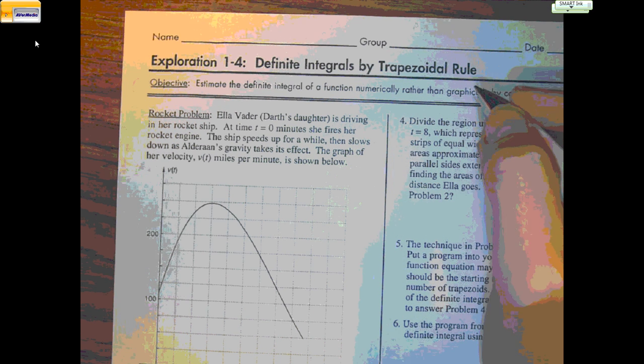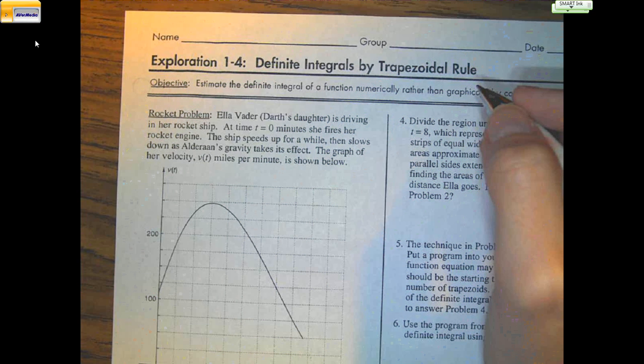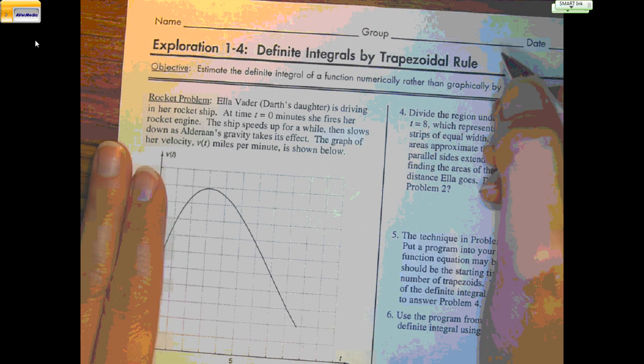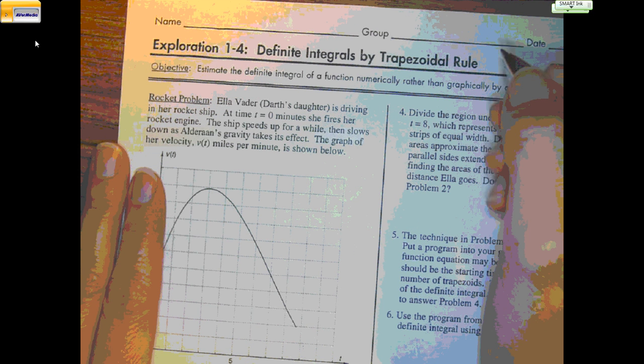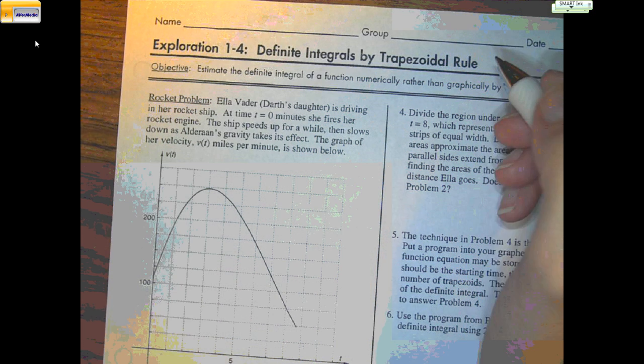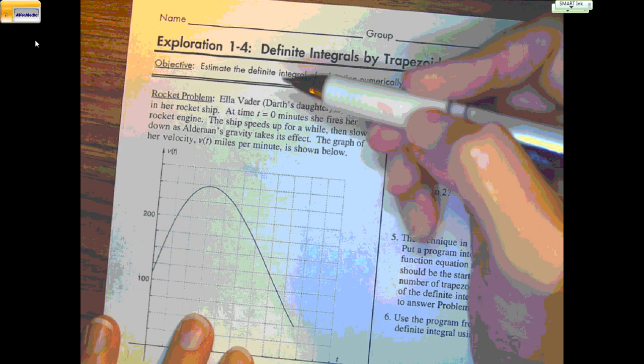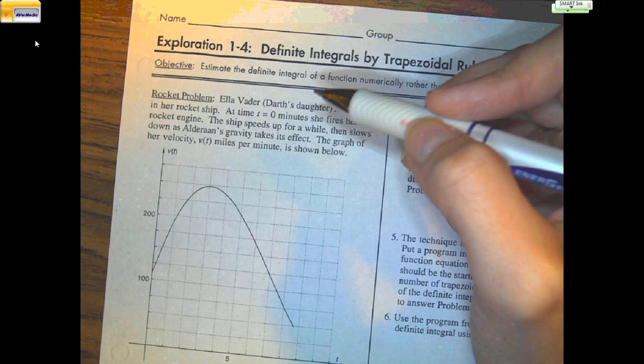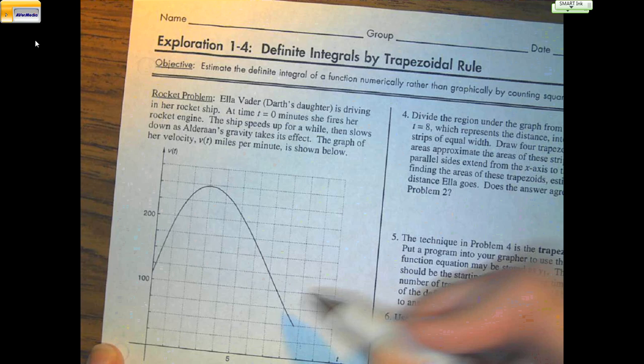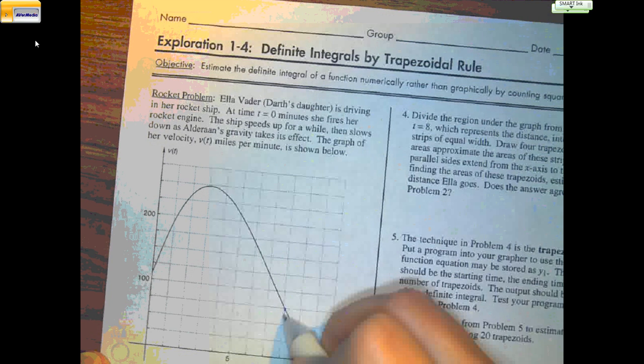Elevator. Dart's daughter is driving in her rocket ship. At time t equals 0 minutes, she fires her rocket engine. The ship speeds up for a while and then it slows down as, I don't even know how to say that, Alderans, is that right? Elderons, gravity takes its effect. The graph of her velocity v at t miles per minute is shown below. So here's her deal there, and here's our 8 seconds.